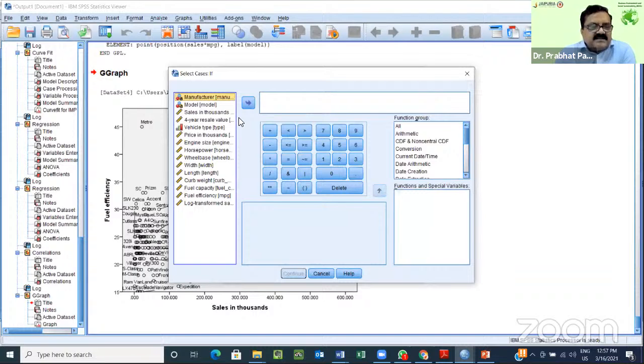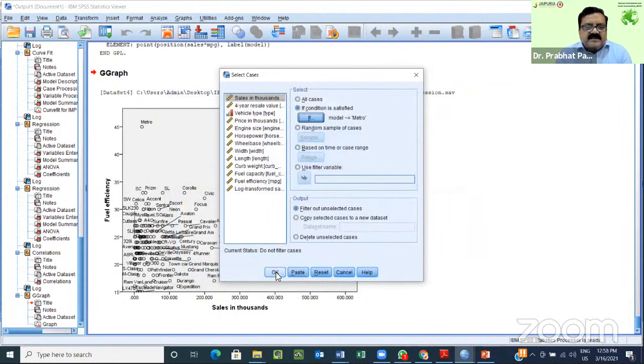So I'm saying select the cases if the model is not equal to Metro. So I want to remove Metro from my data, right? So I'm building this argument. I'm saying if model is not equal to Metro, and you have to put Metro in single quotes. If you don't put it under single quotes, it doesn't take. Not equal to Metro. So this is the argument I have built and said, okay.